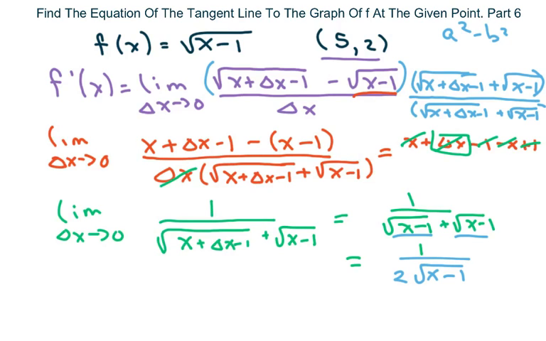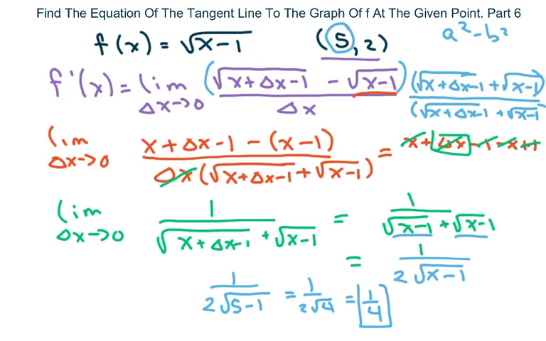Now, to find the slope, we're going to plug in our x, which is 5. So we get 1 over 2 times the square root of 5 minus 1, which equals 1 over 2 times the square root of 4. Square root of 4 is 2, so it's going to be 1 over 2 times 2, which is 1/4. Alright, so that's your slope of the tangent line. So the slope equals 1/4.